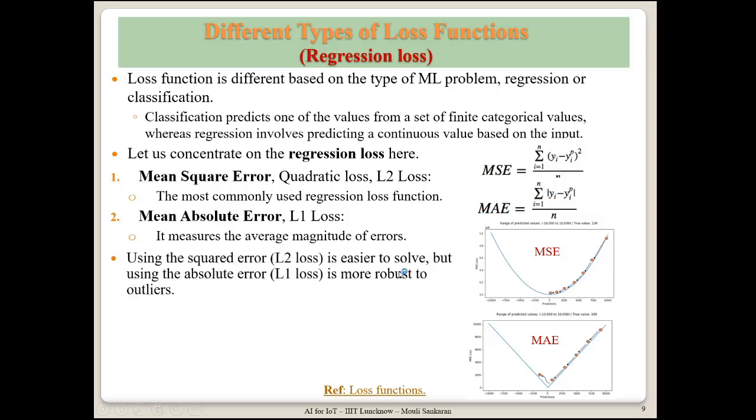Using the squared error is easier to solve, but using absolute error is more robust to outliers because we are treating these outliers in a normalized way here, not amplifying them. So it is robust, meaning the changes happening to the model are not too high if outliers exist in your data. Whereas it will not be the case when you have an MSE. So it depends on whether to choose MSE or MAE.